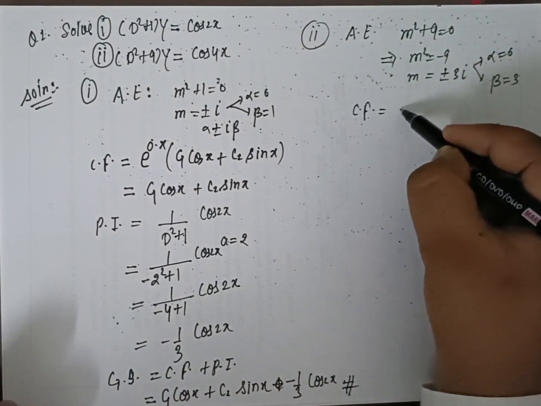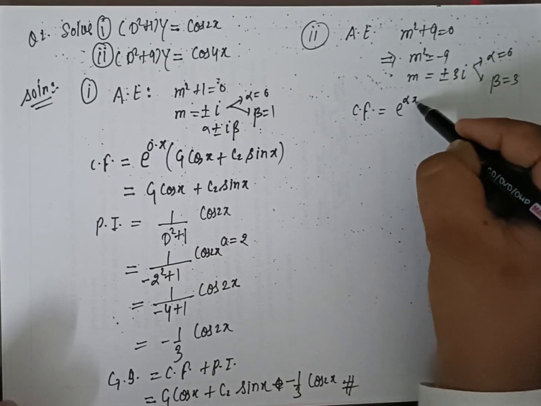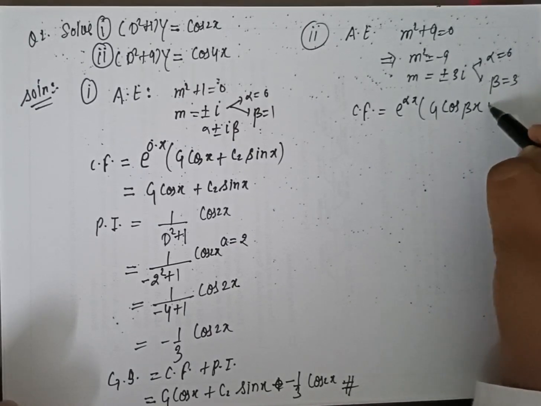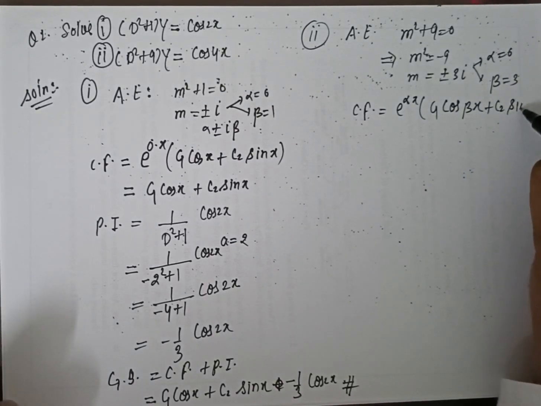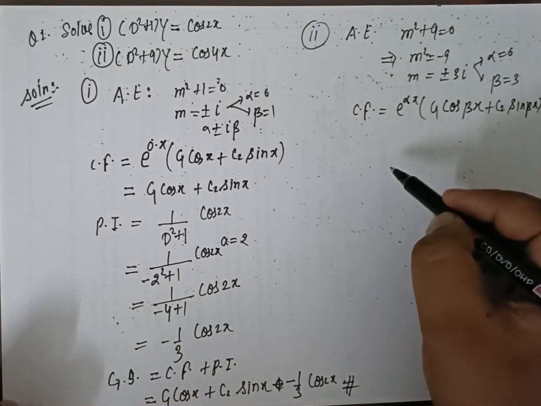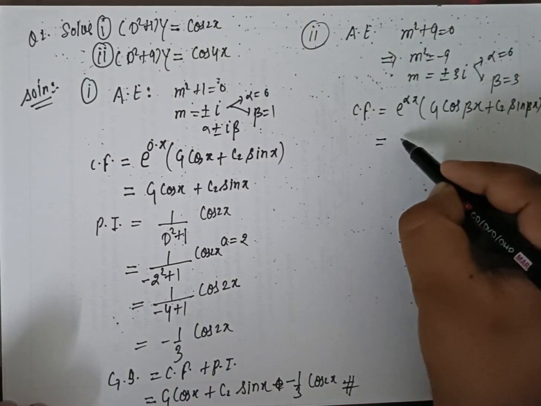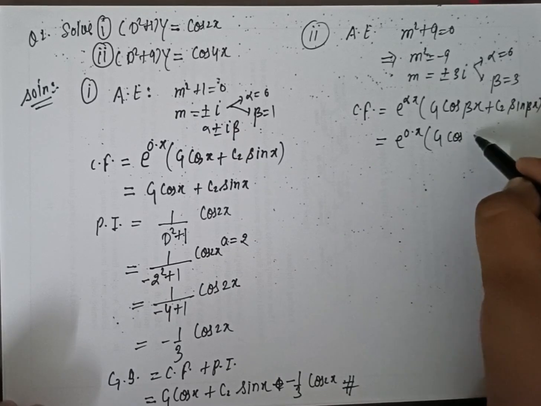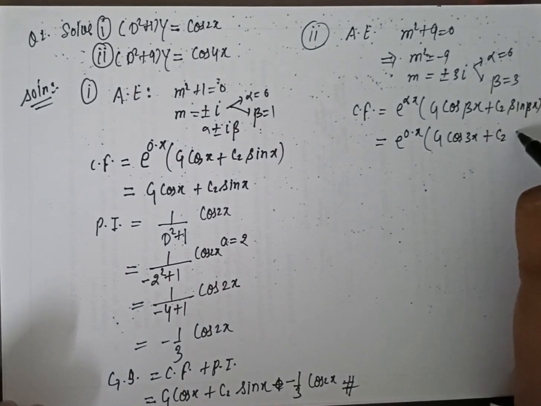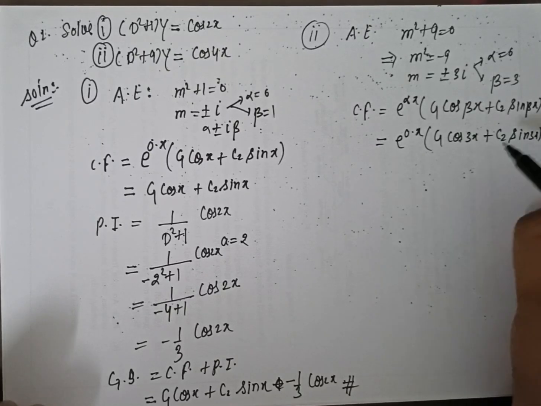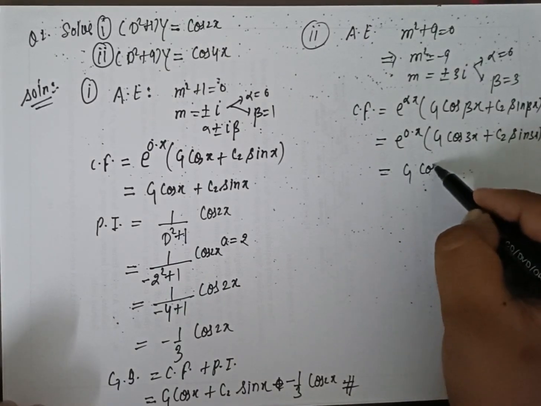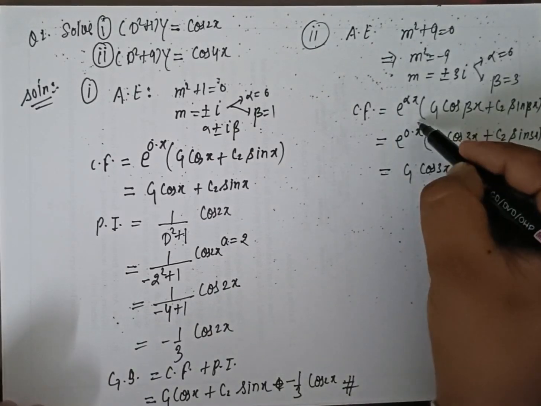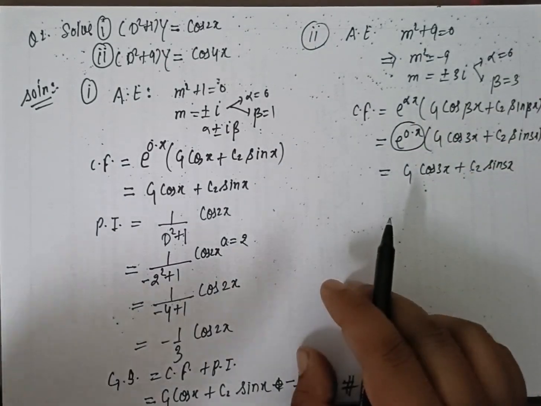So CF will be decided as e to the power alpha x. I'm writing here the formula in terms of alpha and beta. Okay, and then c2 sin beta x, if the complex conjugate roots are there. Then e to the power 0 into x, and then c1 cos 3x plus c2 sin 3x. So you can write it as c1 cos 3x plus c2 sin 3x, because e to the power 0x can be treated as 1.